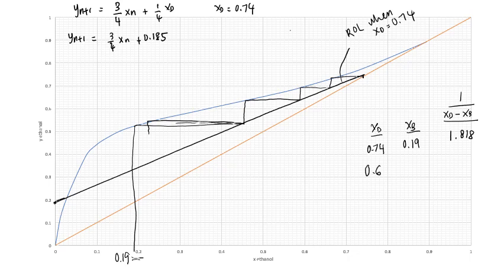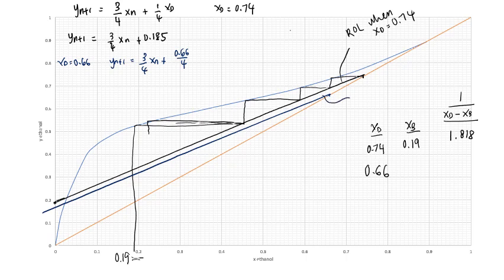Then you repeat the same process for 0.66. This time when xd is 0.66, your yn plus 1 equals 3 over 4 xn plus 0.66 over 4. It should have the same gradient as the previous line because your R is constant. So what you do is take the point xd 0.66, somewhere here, and then draw a parallel line through that point. So just imagine it's a parallel line. This is your ROL when XD is 0.66.